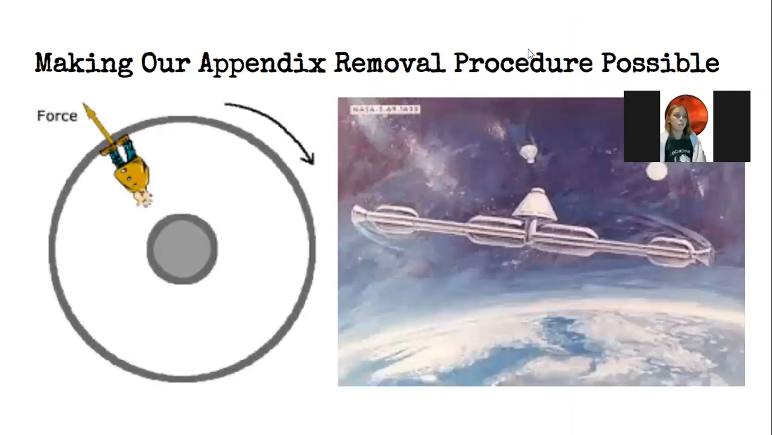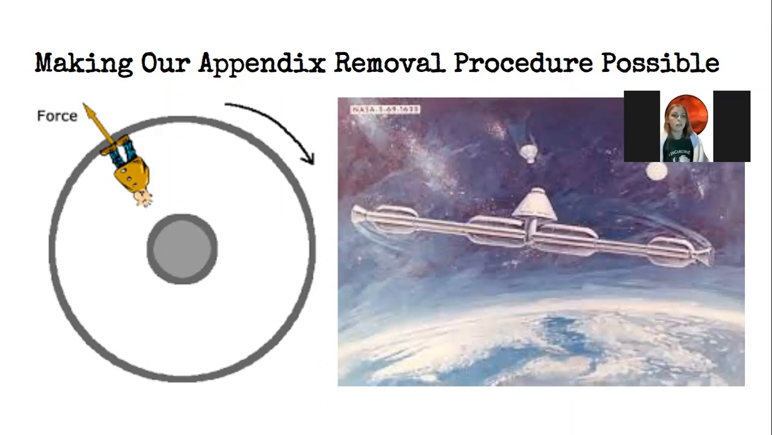Our appendix removal procedure: in the case of our captain's unfortunate development of appendicitis, immediate action must be taken to remove the appendix. Performing a surgery of this scale is simply not possible when there isn't a gravitational force pulling the blood in place in the body. The patient would die almost immediately from blood loss. To tackle this issue, we have to create artificial gravity.